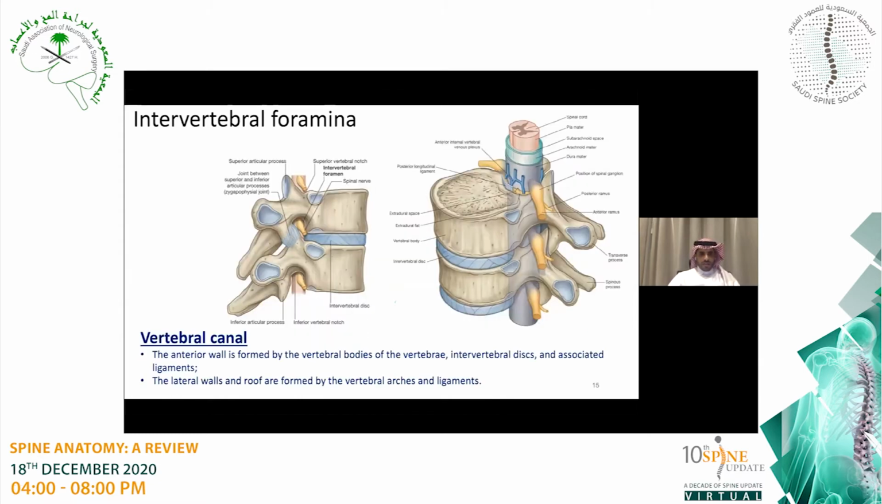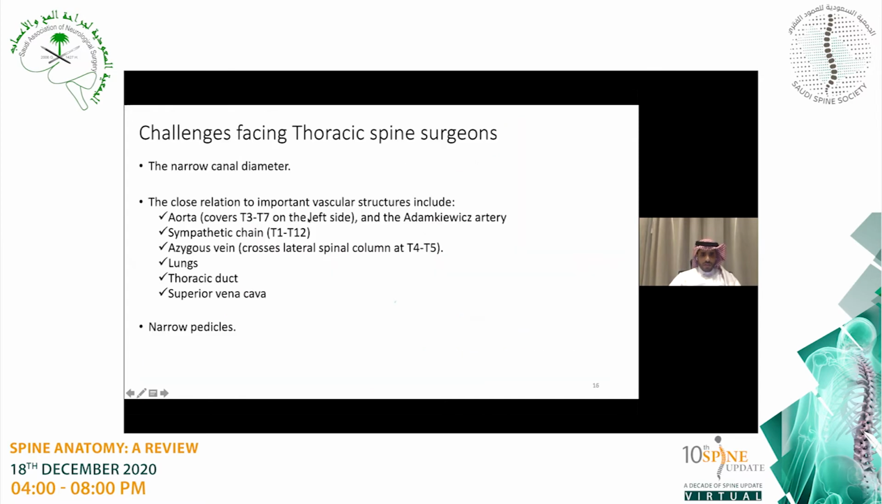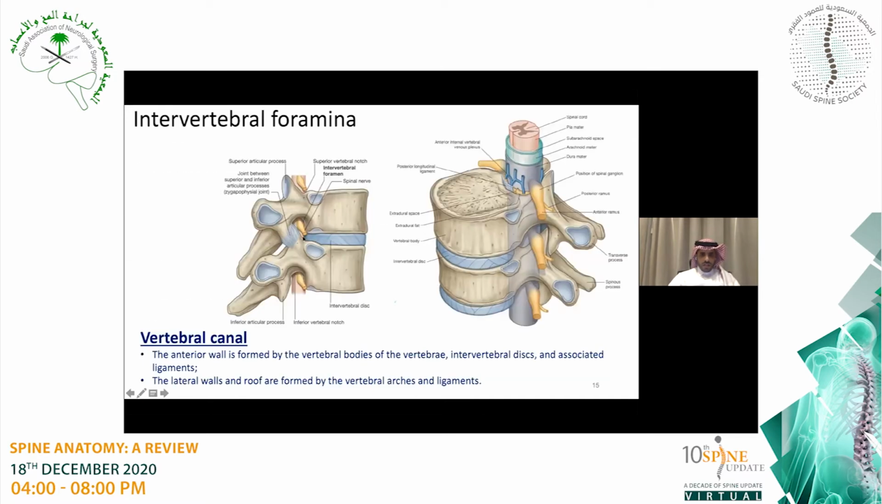Here we have the intervertebral foramen. I will not go into a lot about it. It's formed by the inferior notch in the pedicle above, which is larger than the superior notch in the pedicle below, and the nerve roots are named after each vertebra, with the nerve roots below it.